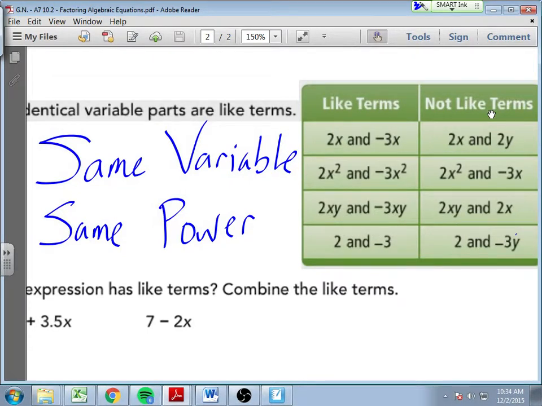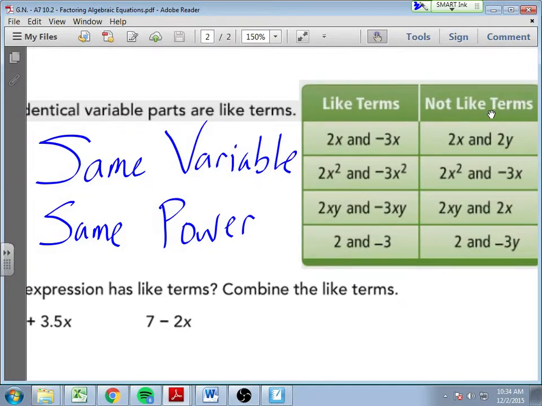And then with the power, x squared and x squared would be like terms. X squared and x, a lot of people make mistakes here, not like terms. Because here, this is like having the area of an object, and this is like having the length of an object. Once we square something, we're talking about area.